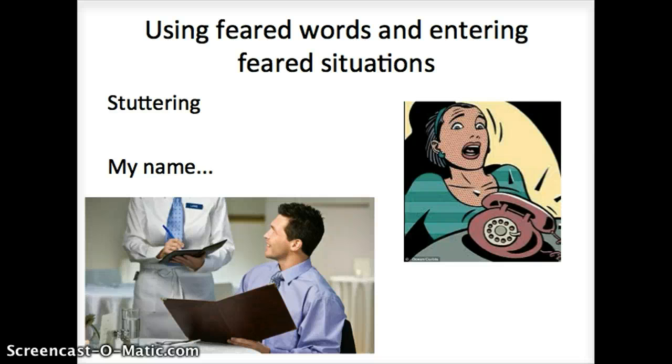So using feared words and entering feared situations. Like we've talked about, many adolescent and adult fluency clients will tell you what words they don't want to say, or if there are certain sounds that they feel like they have a lot of difficulty saying, or certain situations, like Lane was talking about certain situations that he did not want to put himself in, like ordering from a restaurant. And so we need to practice facing those fears with them and helping them come up with strategies to help reduce the fear of certain words and sounds.